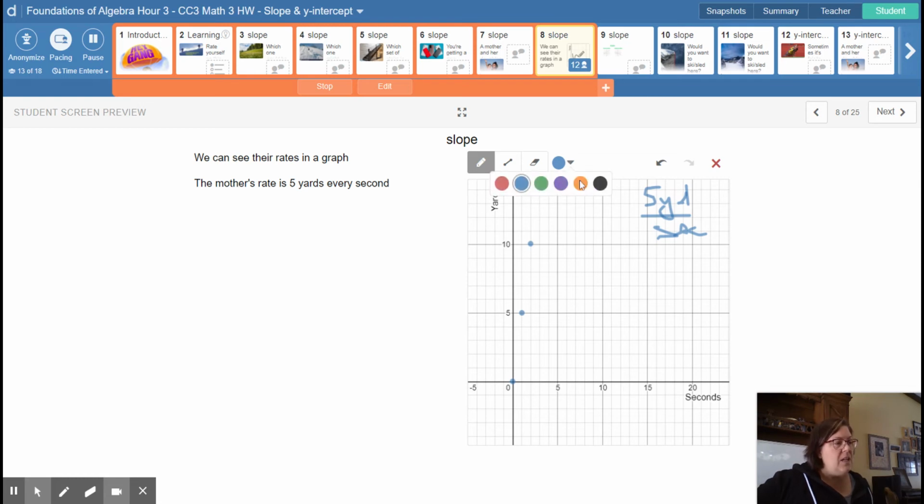So we can see that slope, that rate: over 1, up 5, over 1, up 5, over 1, up 5. Ooh, terrible line. All right. On your slide 8, I will keep my slide up there. On your slide 8, I want you to copy my slide onto your slide 8. Go.